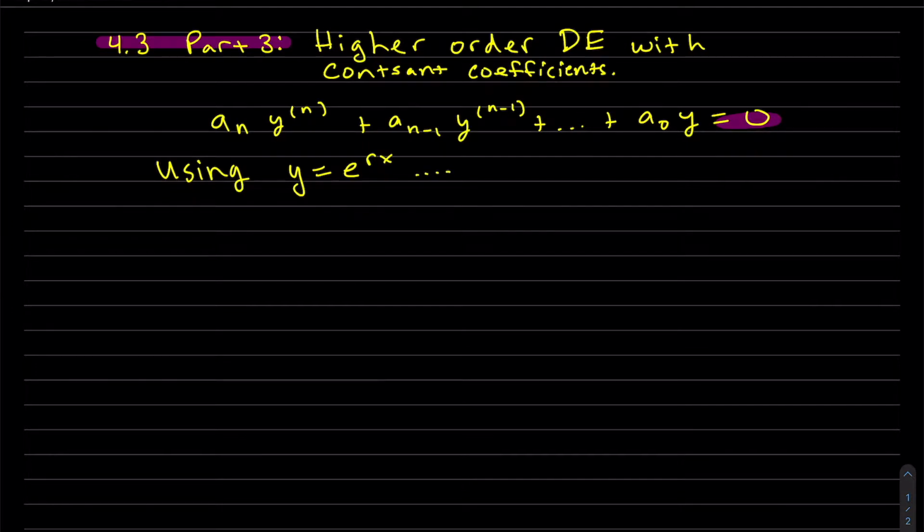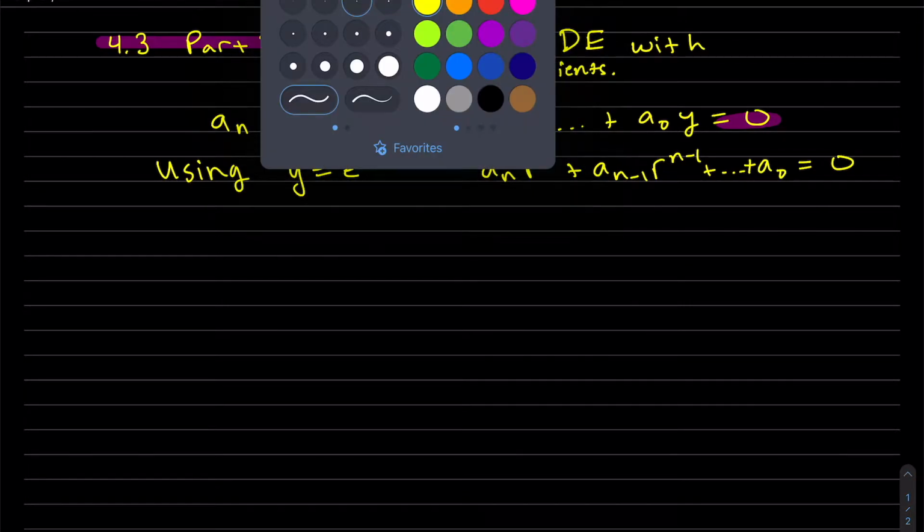When we plug it in, we will get a_n r to the nth power plus a_(n-1) r to the n minus 1 plus ... plus a_0 equals 0. And so we'll basically just have a higher degree polynomial to solve. So what we're going to do is look at the different cases.